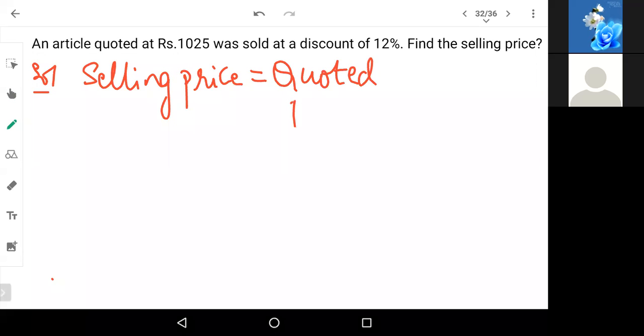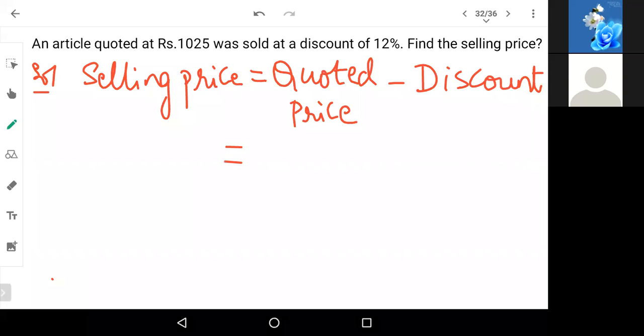Okay, quoted price minus discount, because we are not paying the complete 1025. We are paying 12% less than that. Fine. So now let us find the selling price.